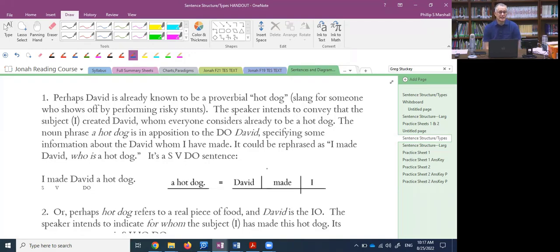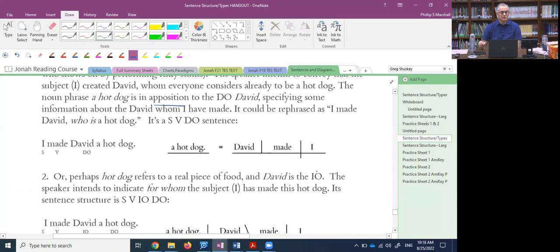Or if they skied and could do flips and things like that, you might refer to someone as a hot dog. So the speaker might here intend to convey that the subject I created David, whom everyone already knows to be a hot dog. In this scenario, the noun phrase, a hot dog, is in apposition to the direct object David, specifying some additional information about the David whom I have created or made. I could rephrase this as I made David, who is a hot dog. And the basic sentence type is SVDO.